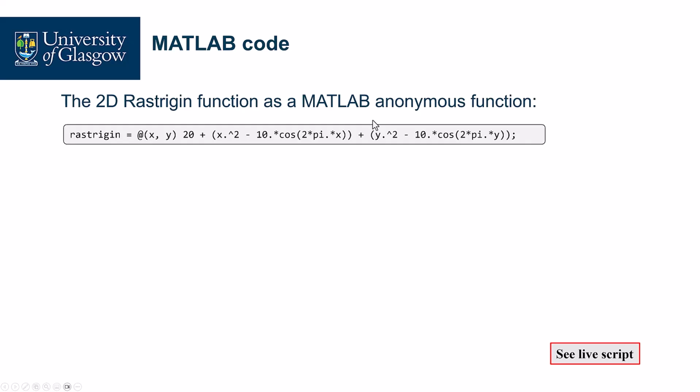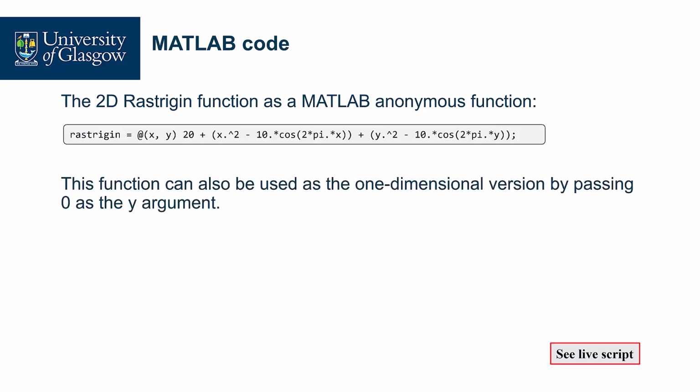So the answer is here. You can see this answer, Rastrigin at x, y. This is the function. My first question is: must I use dot power and dot multiply, or can I just remove the dot? This is the first question for you to think about and try. After you try it, you can tell me the reason why it's like that. We can also use this function as a one-dimensional version: I put y as 0, so this becomes one-dimensional.